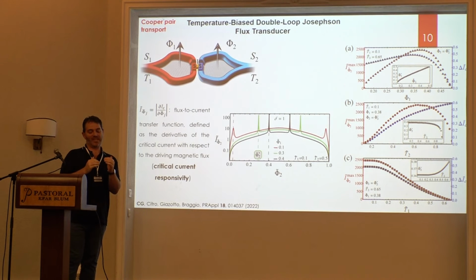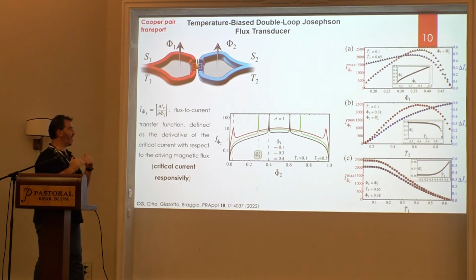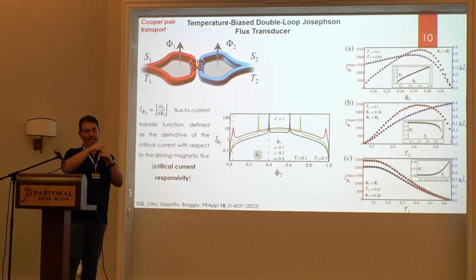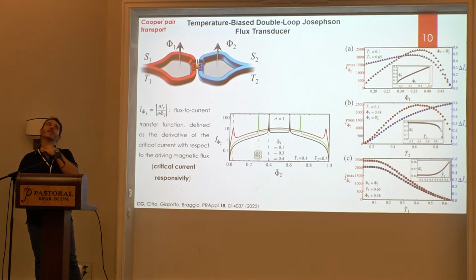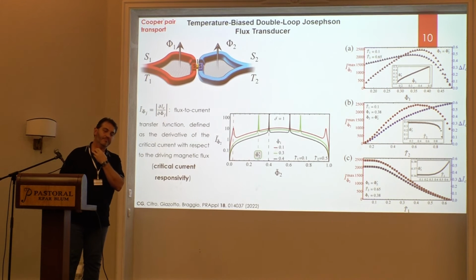I mean, hoping that at the end of the story this kind of behavior will emerge in a real experiment. The system chooses one of two solutions, we can say. And each branch resembles a single Ambegaokar-Baratoff relation, and the system at a certain point jumps to the other.